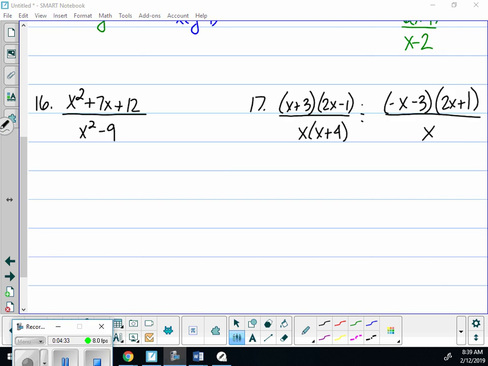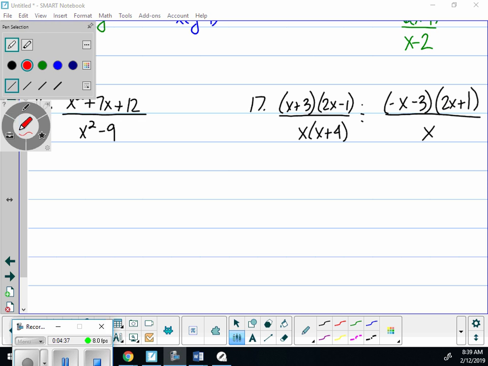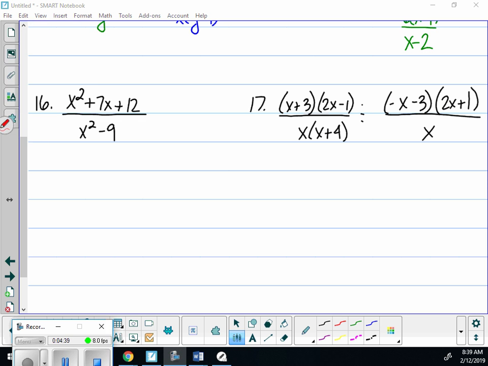So if we look at 16, what's the first thing that we do with this? Factor. So x squared plus 7x plus 12. It has an x squared, it has an x, it has a number. So we look for 2 numbers that multiply to 12 and add to 7. Okay. So x plus 3 and x plus 4.